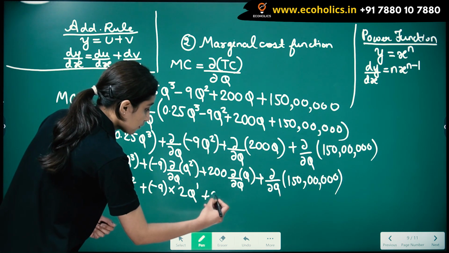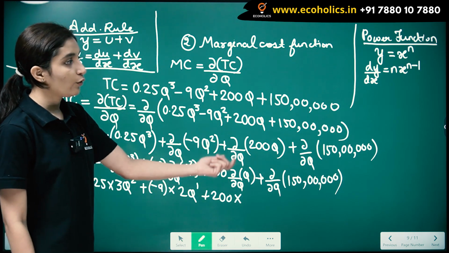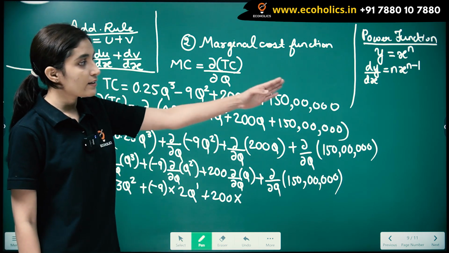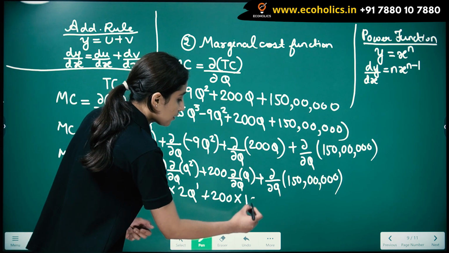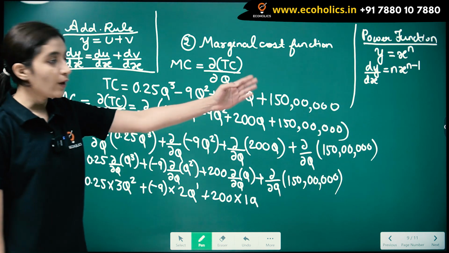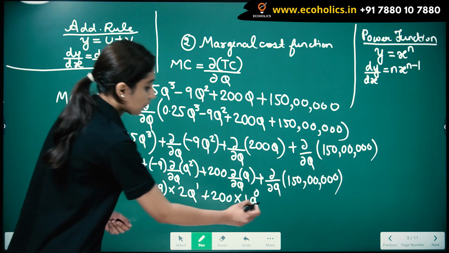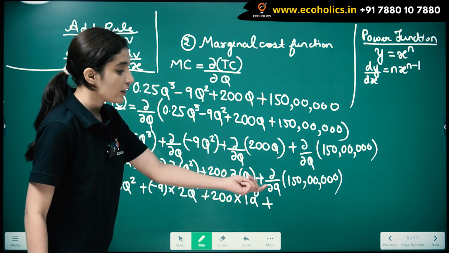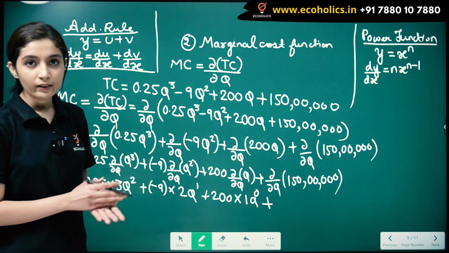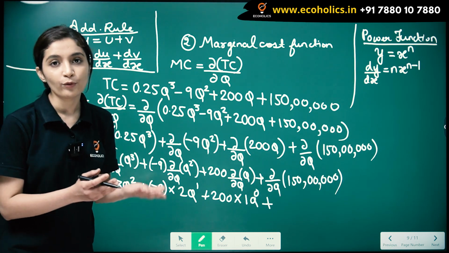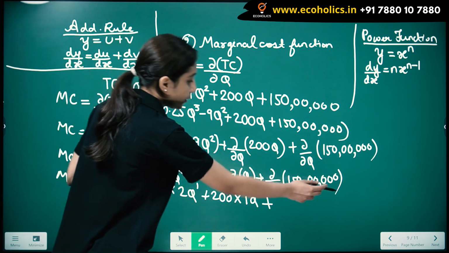plus 200 into differentiation of q. In this case n is equal to 1. So we have 1 q raised to, now 1 minus 1 is 0. So this is 0 plus differentiation of 150 lakhs. Now we have already studied that differentiation or derivative of a constant term is always 0. So this term will be equal to 0.